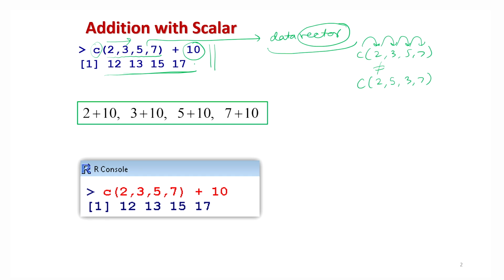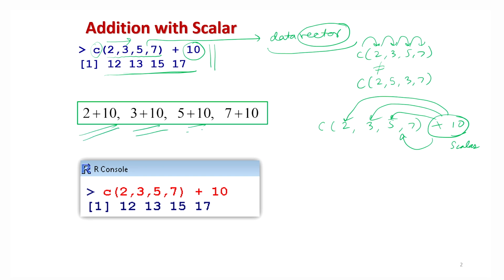The next question is, what is R doing such that this outcome comes? Actually, this is what is happening: if I write c(2, 3, 5, 7) plus 10, where 10 is a scalar, this operation is applied over each of these numbers. So basically it happens like this: 2 plus 10, 3 plus 10, 5 plus 10, 7 plus 10. That means, in a nutshell, this operator is going to be applied over each and every member of the data vector, and that will be the outcome.